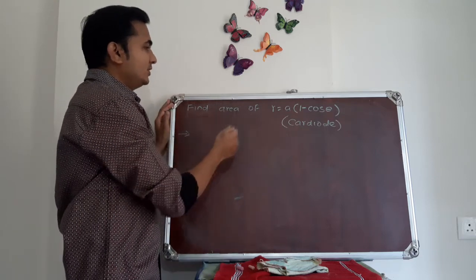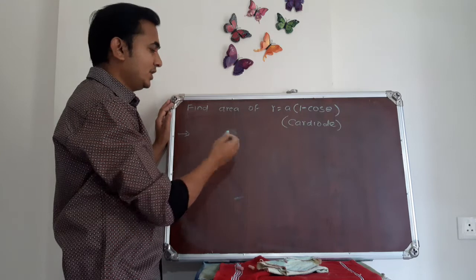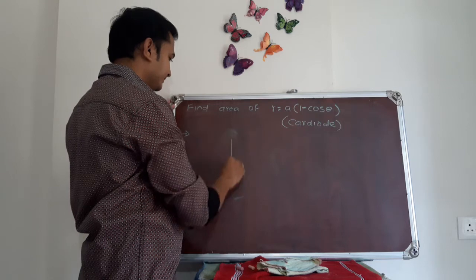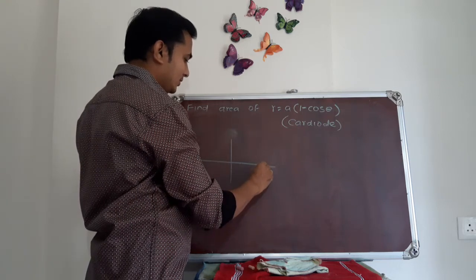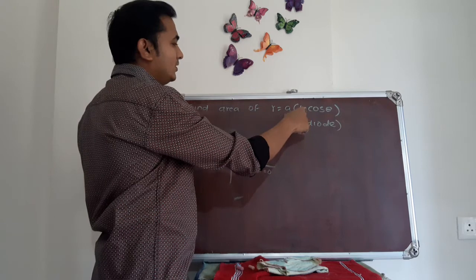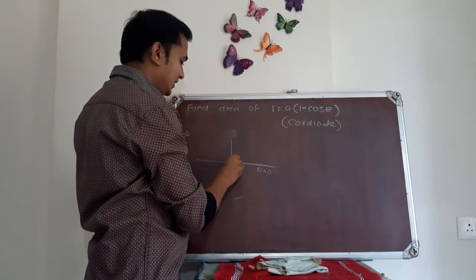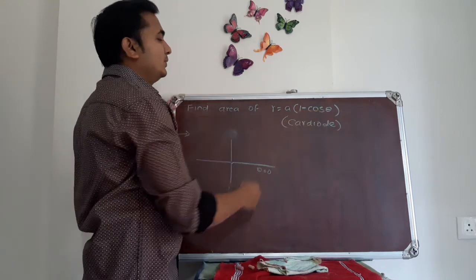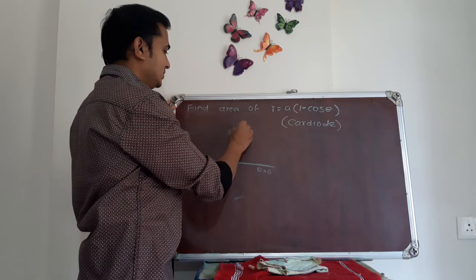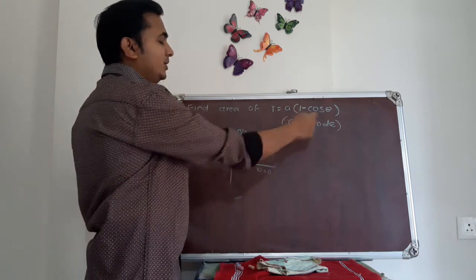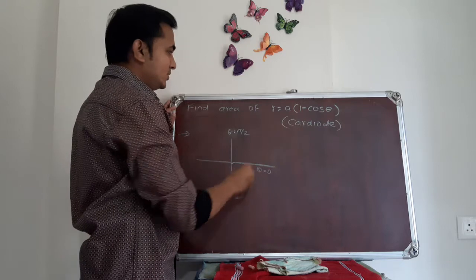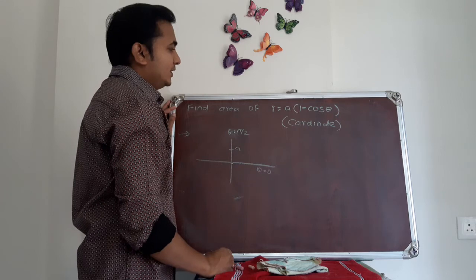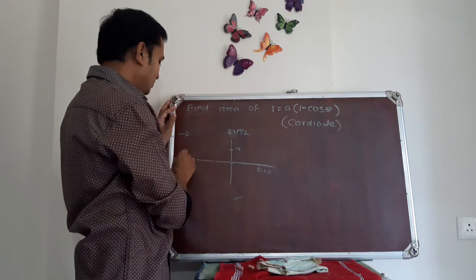As I told you, you give some values to theta and try to trace this curve. So if you put theta equal to 0, what will be the value of r? 0. So at theta equal to 0 you are at the origin. Then say theta equal to pi by 2. Cos pi by 2 is 0. So r becomes a. So here somewhere a. Then theta equal to pi.